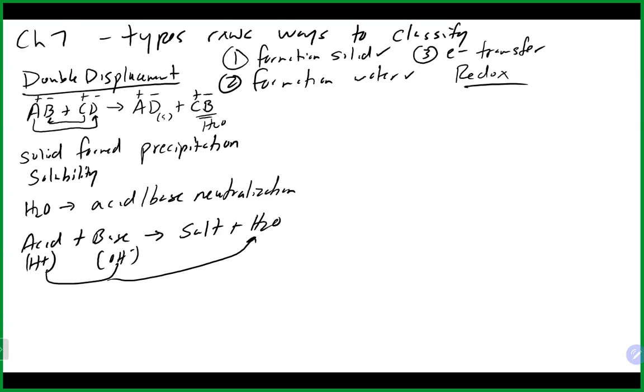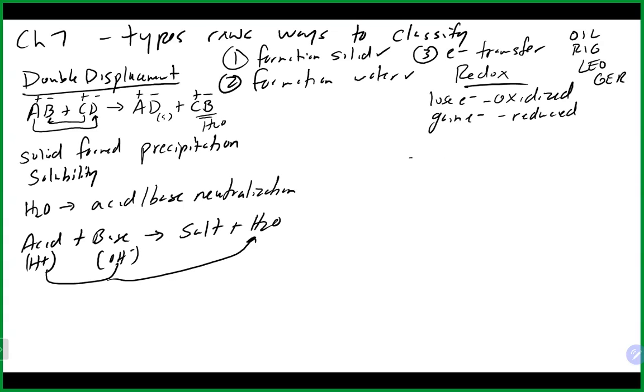And those are really the two things double displacements take care of: the formation of a solid and the formation of water. Redox reactions are when you gain and lose electrons. So remember that if you lose electrons, you are being oxidized. And if you gain electrons, you are being reduced. That's like the oil rig. Or Leo the lion goes grr. Oxidizing is losing, reducing is gaining. Loss of electrons, oxidation; gain of electrons, reduction.